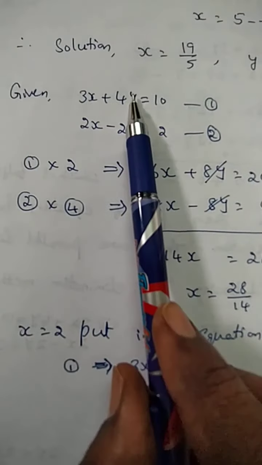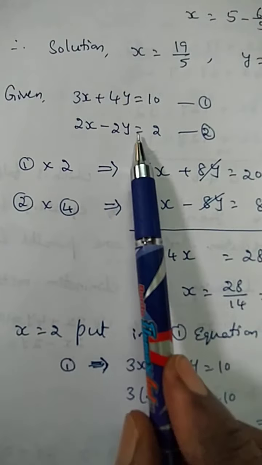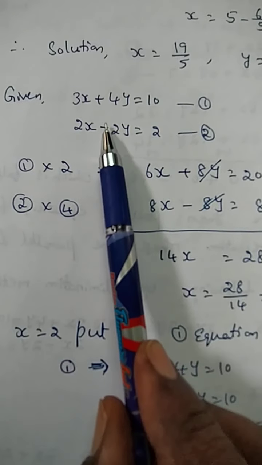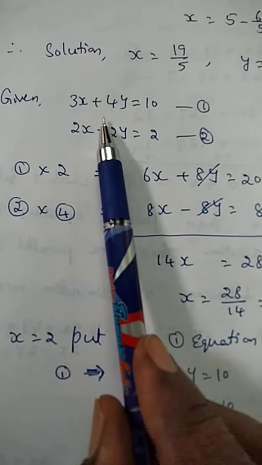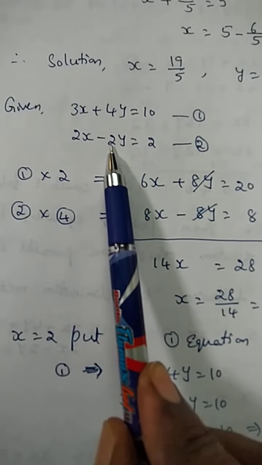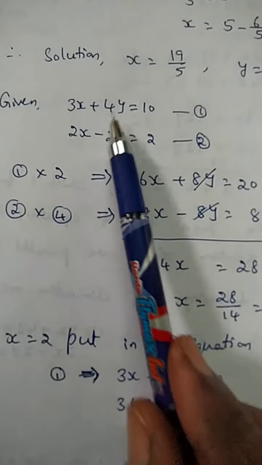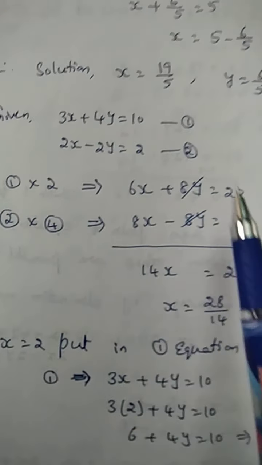Now we can observe the y coefficients plus 4 and minus 2. The total first equation is to be multiplied with the y coefficient of the second equation. What is it? 2. So don't multiply with the negative sign, just only this one, plus 2. 1 into 2. So 2 3s are 6x, 2 4s are plus 8y, 2 10s are 20.